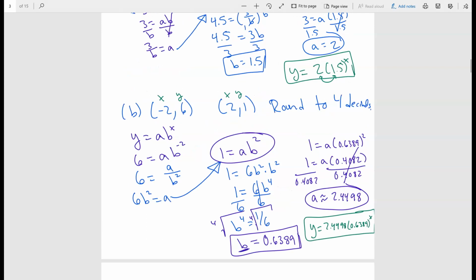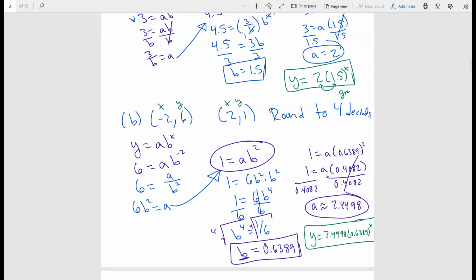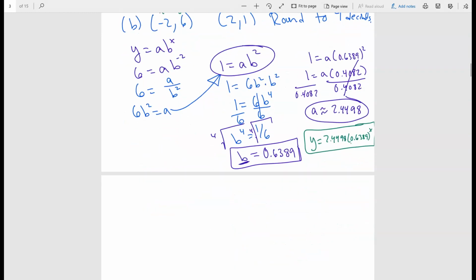You can see that the first one was growth, because the b value is a number greater than 1. And for this one, it's exponential decay, because you have a number that's between 0 and 1. So in the next video, we will do some graphs and we'll talk about compound interest.